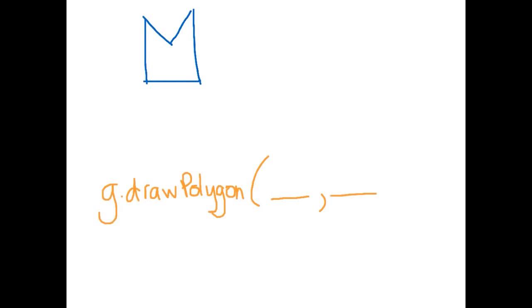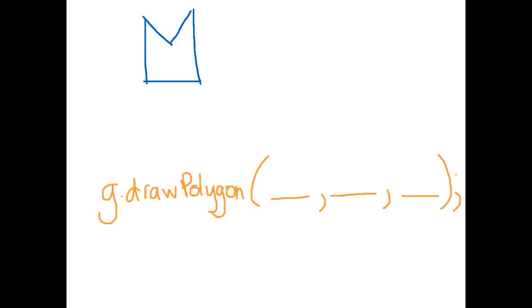A polygon, so we have g.drawPolygon, and we give it an integer array containing all the x vertices, an integer array containing all the y vertices, and then a number that is the number of vertices in the polygon.